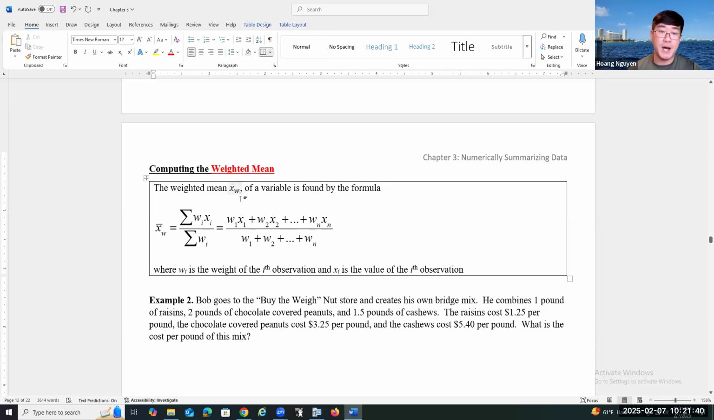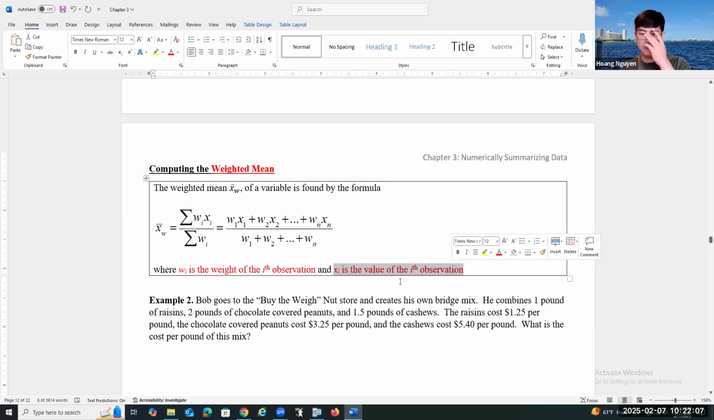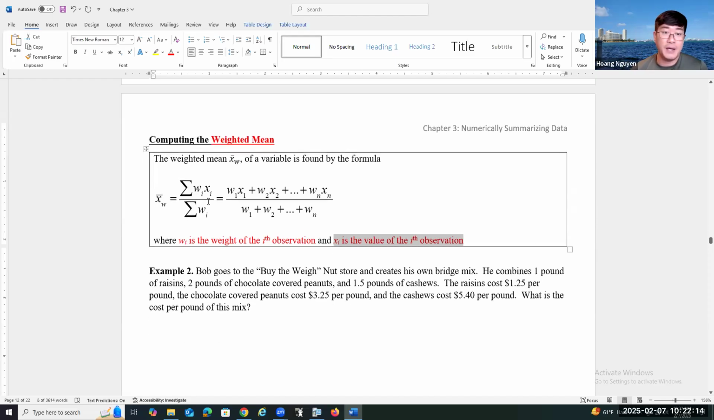The weighted mean x bar w of a variable is found by x bar w, the weighted mean, equals the summation of wi times xi divided by the summation of wi. In this calculation, wi is the weight of the i-th observation, and xi is the value of the i-th observation. So we need to know the weights and the values of the observations, and then we can plug into this formula to approximate the weighted mean.